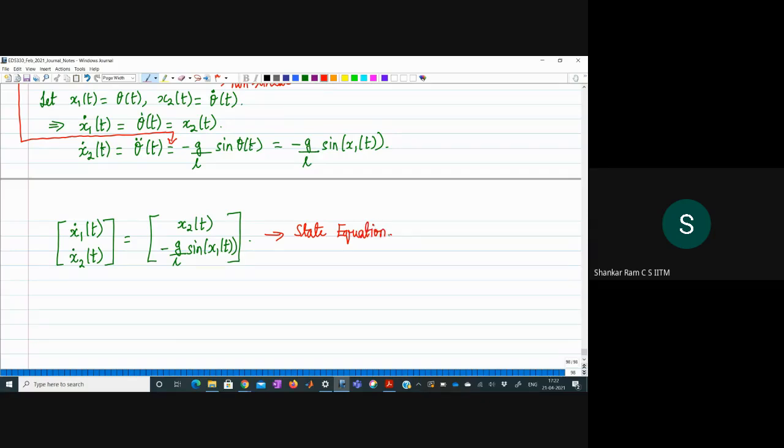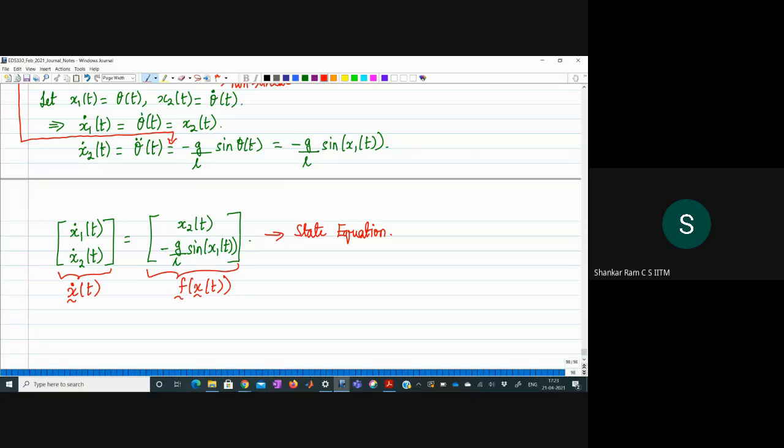We can immediately see that this is a nonlinear equation because of the appearance of sine theta. So in the standard form, this is x dot, and this is f of x. In this particular case, there is no input as such. There is only a perturbation. We are only tapping the pendulum from its initial equilibrium state, and then we are going to see what is going to happen to the pendulum.